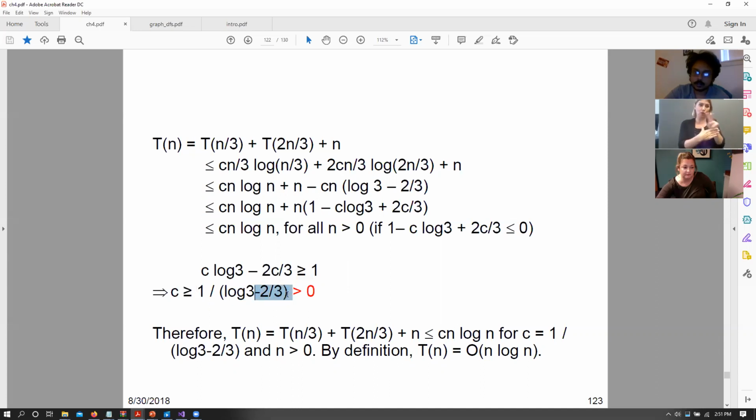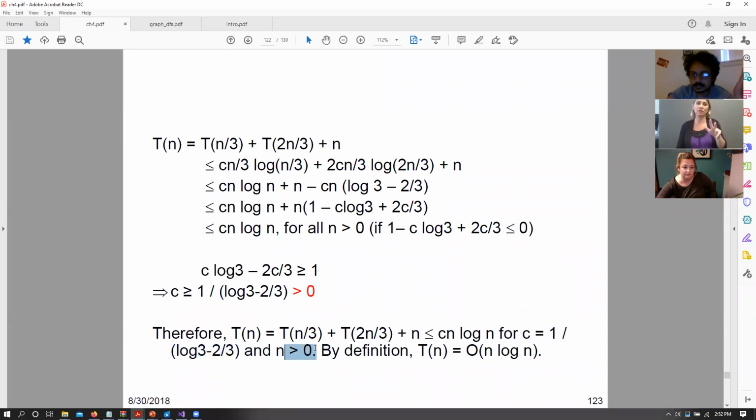And we know that 2 by 3 is some number that is less than 1. Essentially, it is 0.66667, but whatever. So 2 by 3 and log 3 is, I think, 1.7. In any case, 2 by 3 is less than 1, and log base 2 of 3 is greater than 1 but less than 2. But then we can say that this is positive. So 1 by this particular equation is greater than 0. And finally, if that is greater than 0, we have the value of C. The value of C is going to be equal to 1 by log 3 minus 2, 3.